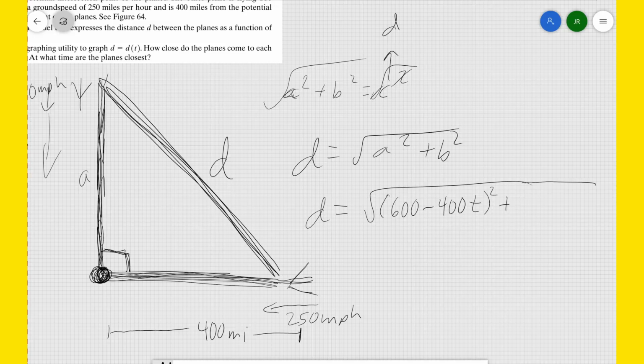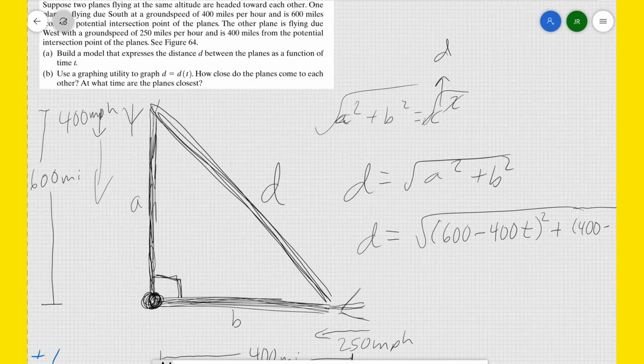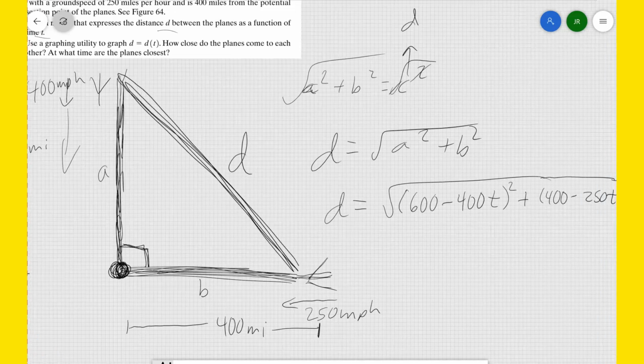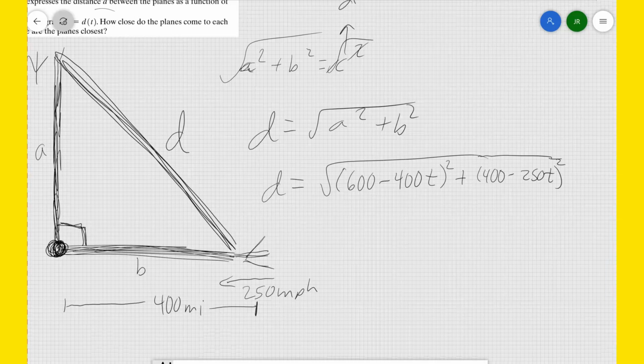Plus, let's call this b. What is b? Well, b is 400, but again, it's not staying 400. It is decreasing by 250 miles every hour. So it's going to be 400 minus 250 times every hour that passes by, which I'm going to call t. What does this say? It says build a model that expresses the distance d as a function of time t. So that's what I've just done. I'm going to clean it up some. All right, so I'm going to do a little side work here.